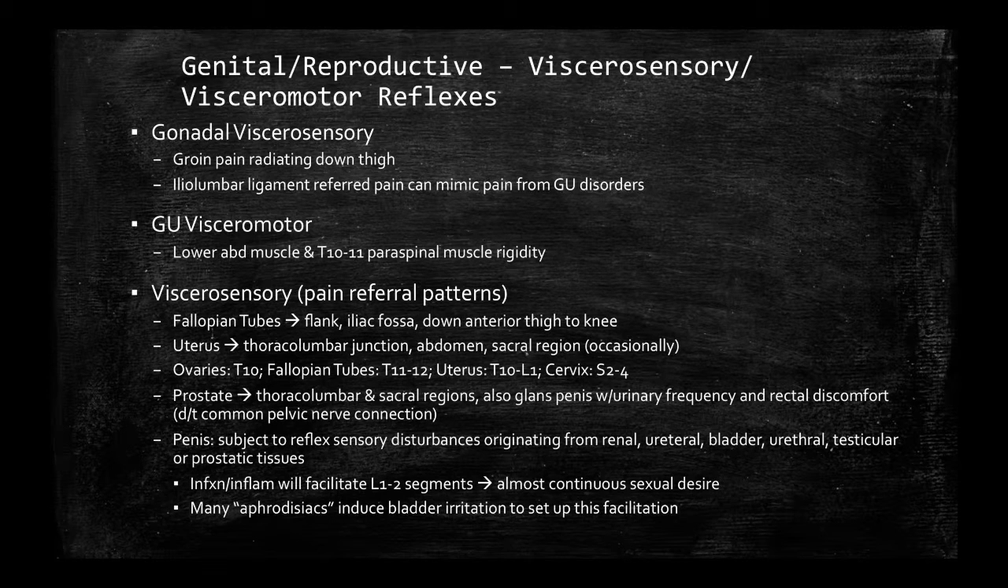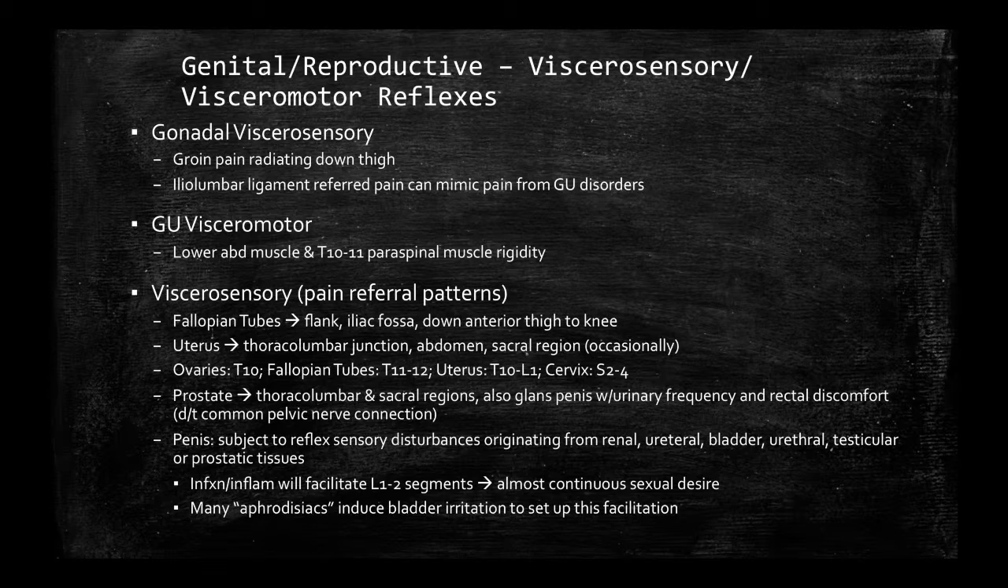In regards to gonadoviscerosensory sensations, this causes groin pain that radiates down the thigh. In addition, the iliolumbar ligament can refer pain that mimics this kind of pain from GU disorders. So something to keep in mind. Visceromotor sensations cause lower abdominal muscle and T10 through 11 paraspinal muscle rigidity.